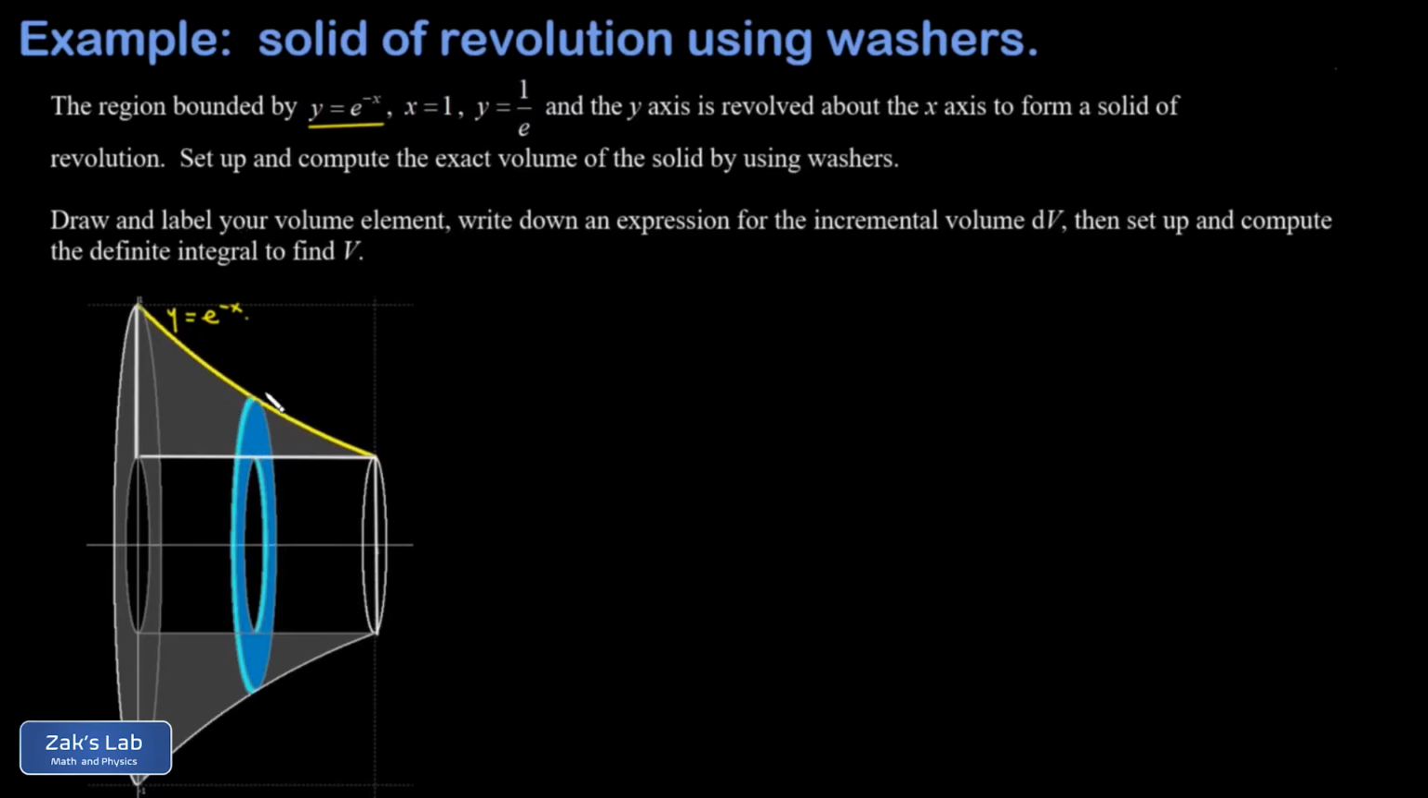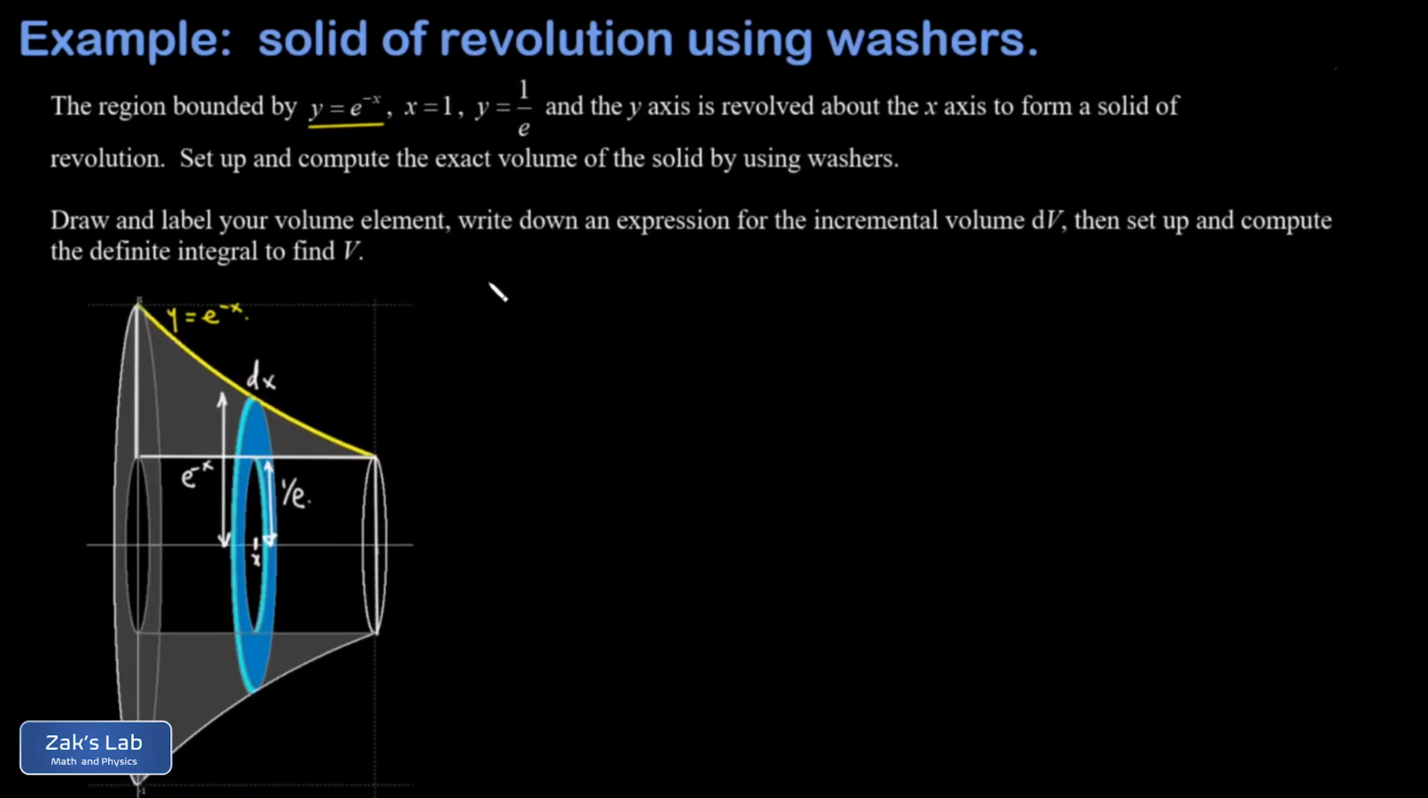And to get that, I need the outer and inner radii, and then I'll multiply the area of one of these washers by its thickness. The thickness is just a little dx. This washer is located at a position of x horizontally, and that means the outer radius is given by the y value on that yellow curve, which is e to the negative x. The inner radius is just 1 over e because that horizontal line is y equals 1 over e.